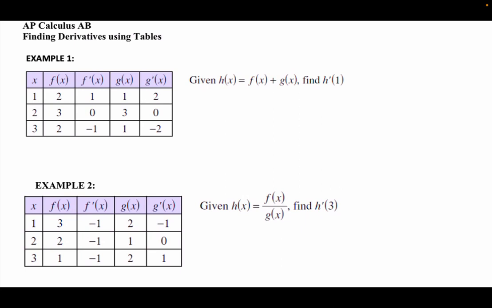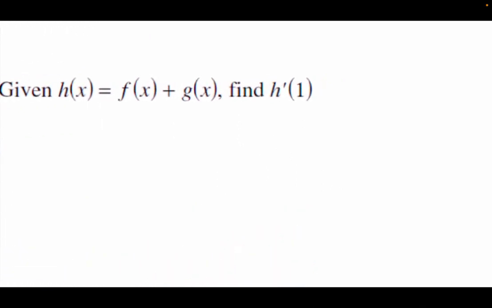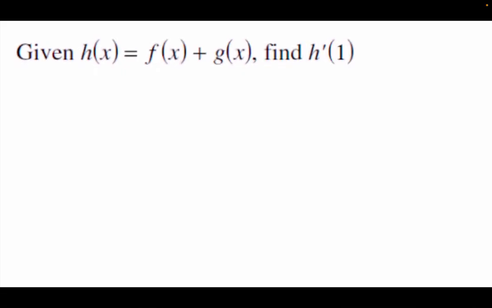Okay, so we're still finding derivatives, right? If you look at example number 1, this part right here, it still says find h prime of 1. That means find the derivative of h and then plug in 1. We've done that many, many times, right? H is f of x plus g of x.